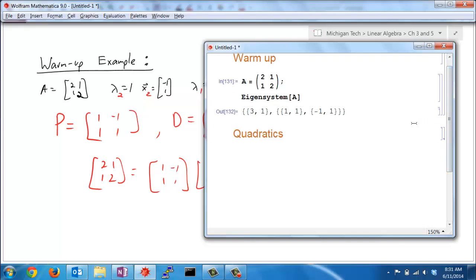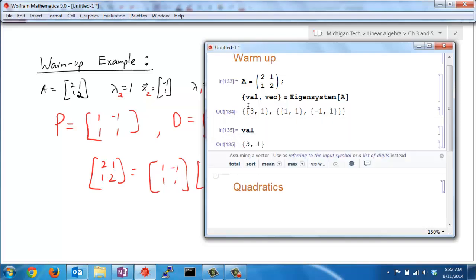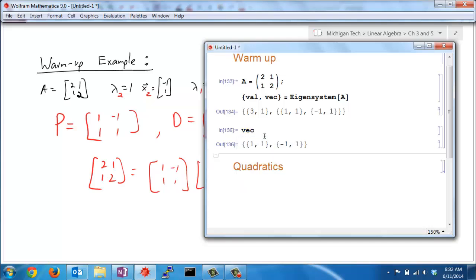So that Eigensystem gave me the eigenvalues and eigenvectors. It returns them first as a list of eigenvalues and then as a list of eigenvectors. When I run this, I'm going to store it as two lists. I'll say values and vectors, for instance. Now I'll have a list of values in vals, and a list of vectors in vecs. I want to see what the values are, there are the values. I want to see what the vectors are, there are the vectors.